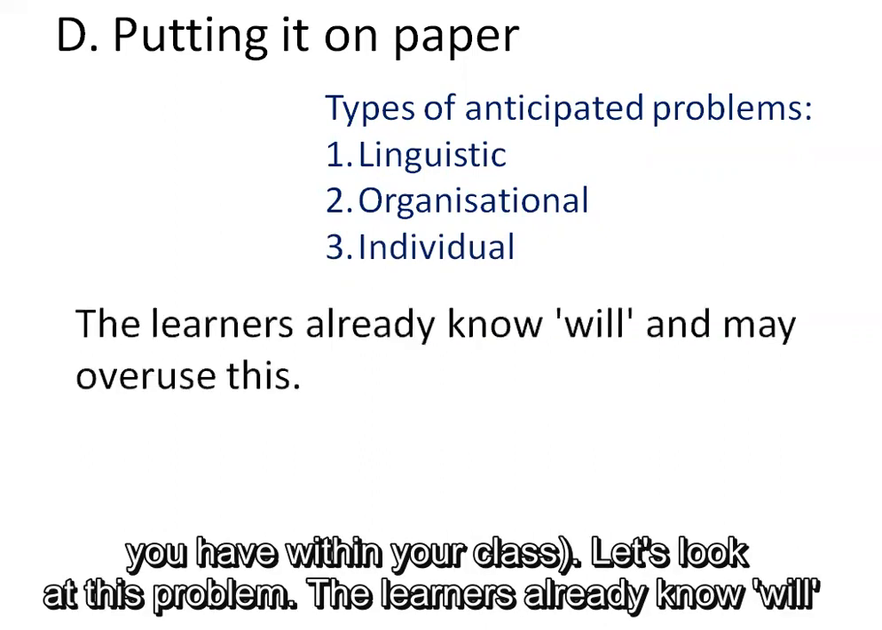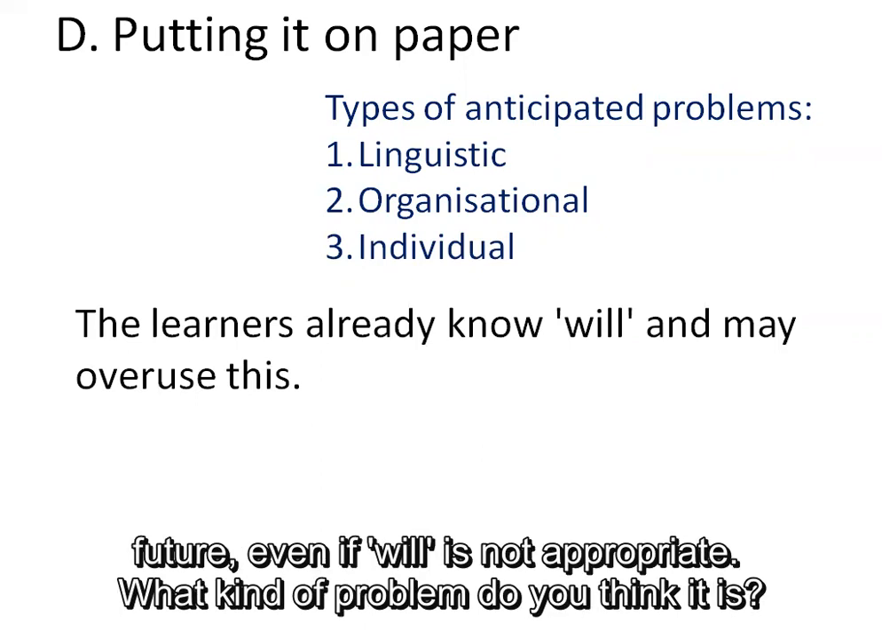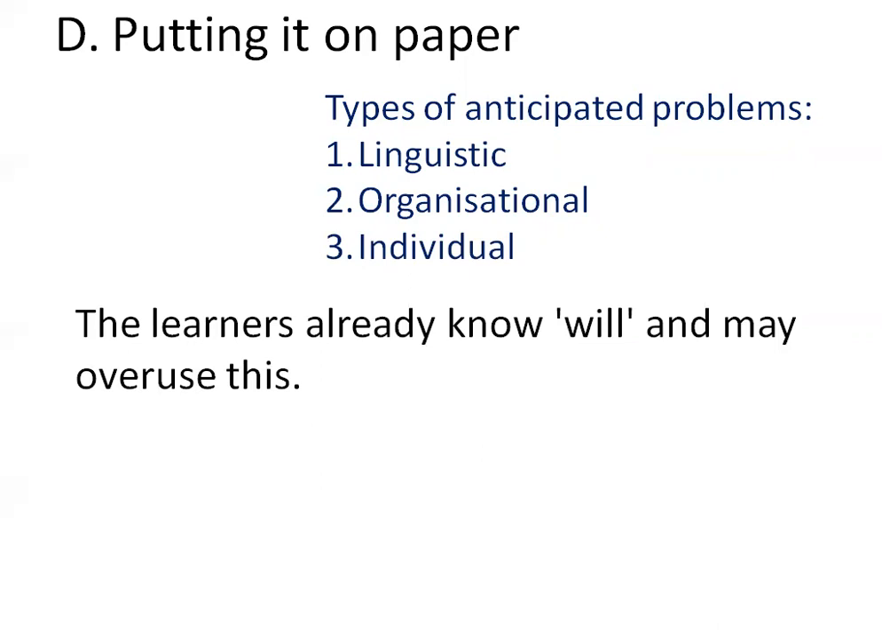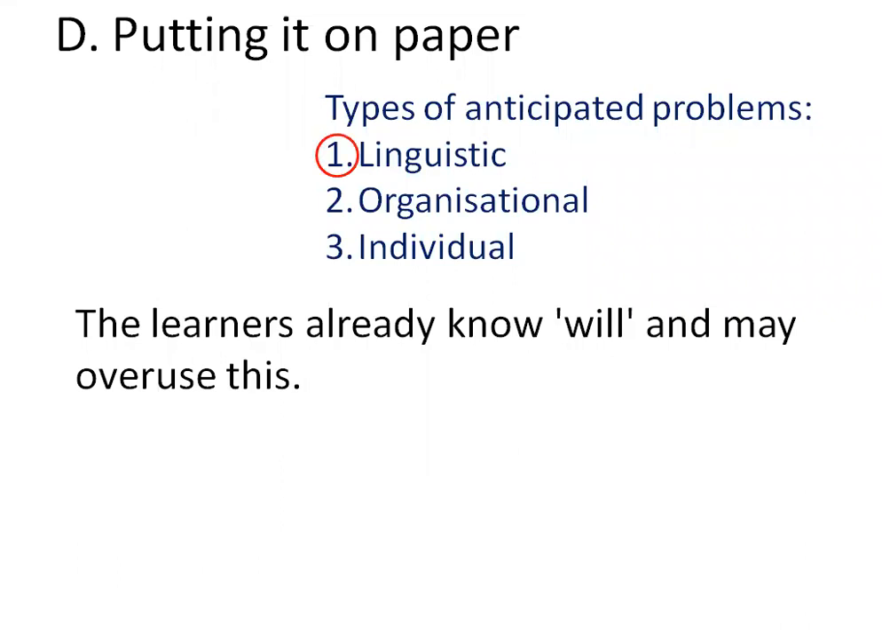Okay, now let's look at this problem. The learners already know will and may overuse it, like they might want to use will in any situations when they talk about the future, right? Even if will is not appropriate. So what kind of problem do you think it is? Well, thank you. This is a linguistic problem, of course.